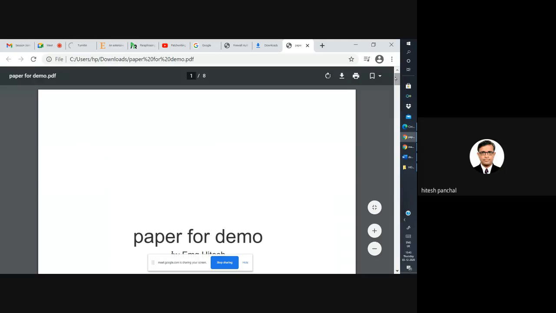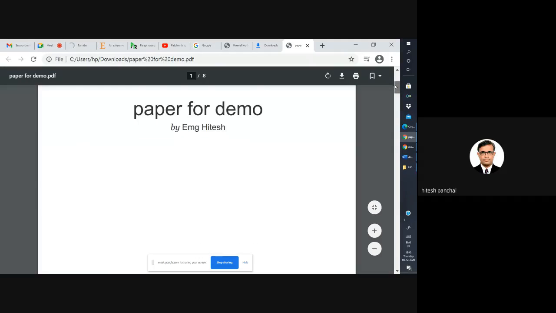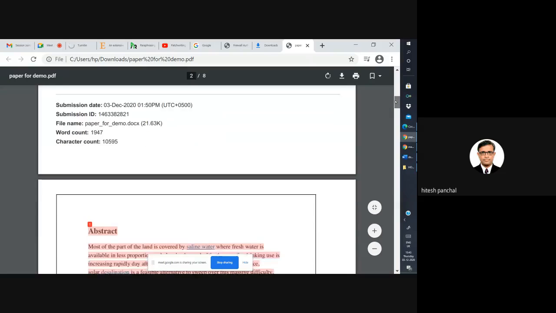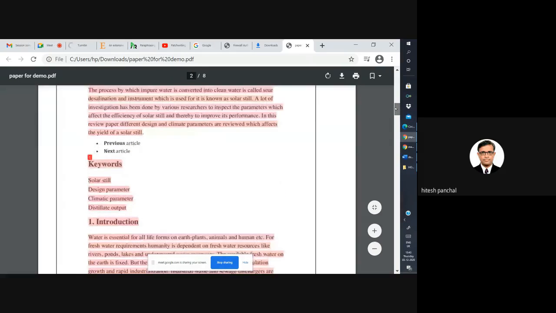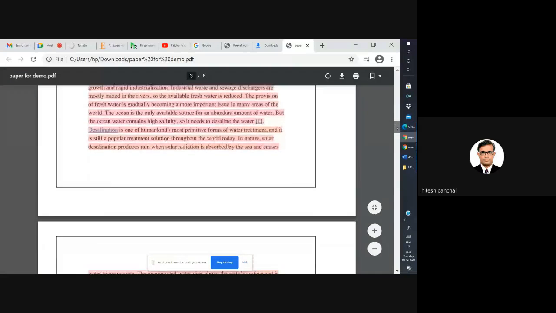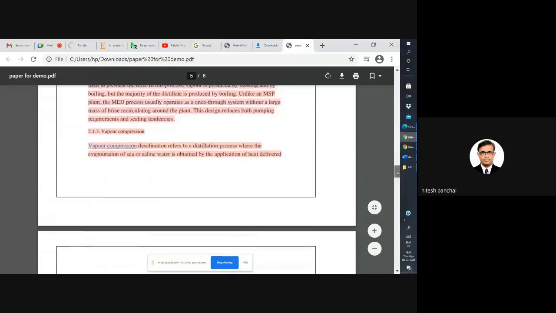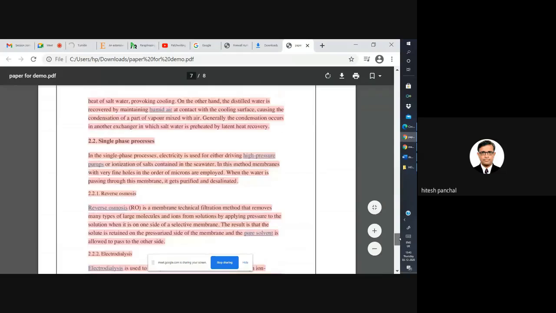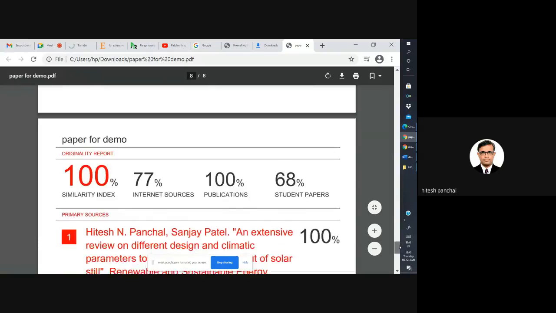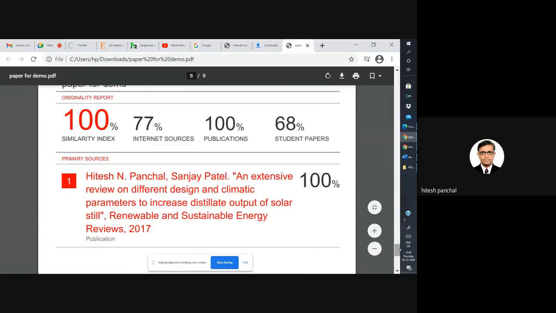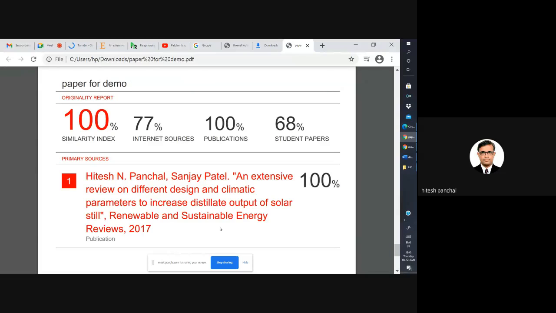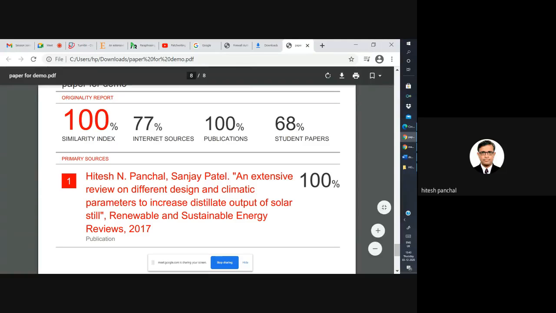Now you can see, I have already done an earlier paper for demo. Now you can see clearly that the whole text is plagiarized. Plagiarized, and 100% similarity index from my research article. 100%. That means the whole text comes under global plagiarism.